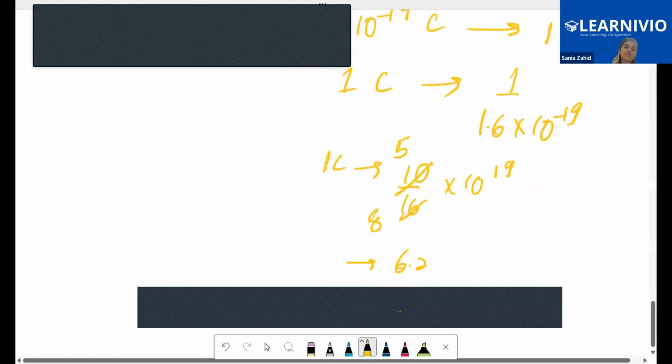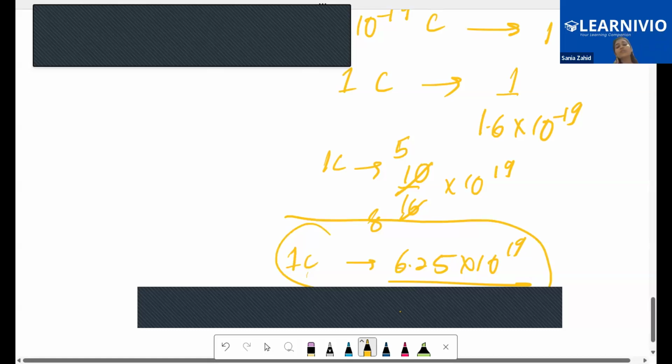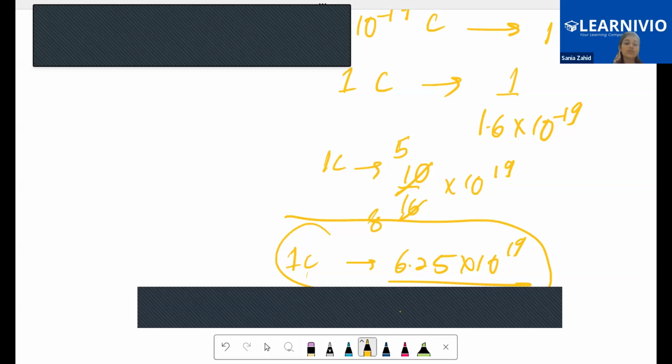It's 6.25 into 10 to the power 18. So these many electrons are required for 1 coulomb of charge. 6.25 into 10 to the power 18 electrons will form 1 coulomb of charge. Clear? Yeah, it's clear.